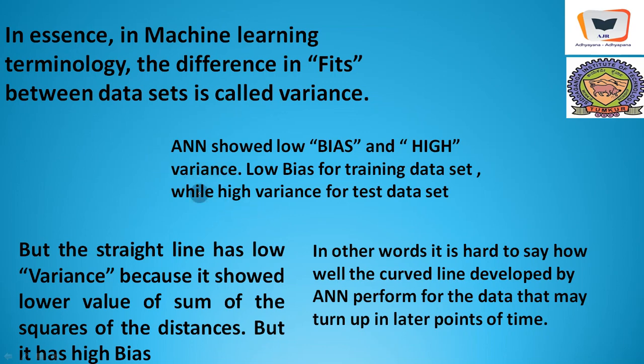So the ANN showed low bias for the training set and high variance for the test set. But the straight line has low variance because it showed a lower sum of squares of the distances, but it has high bias. In other words, it is hard to say how well the curved line developed by ANN will perform for the data that may turn up at later points of time, that is, the new data that may come up at a later point in the development of the model.